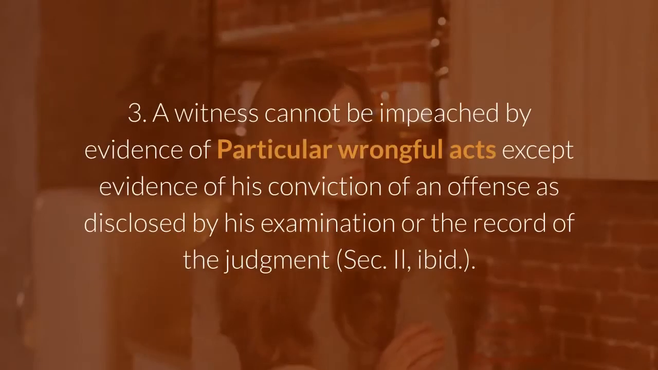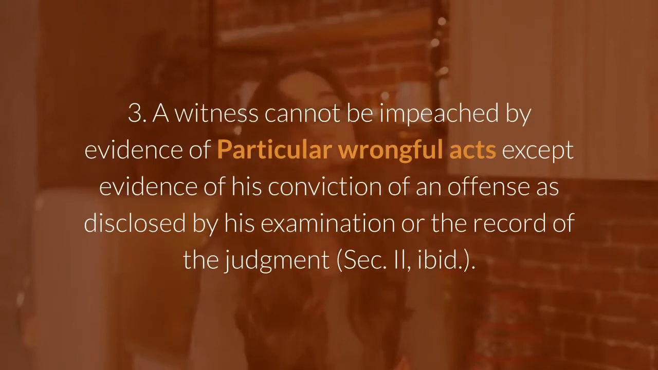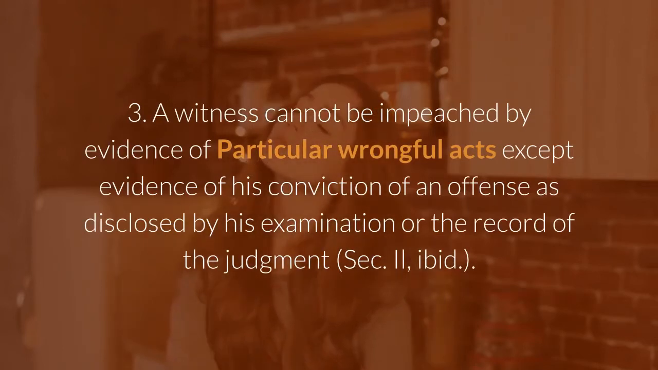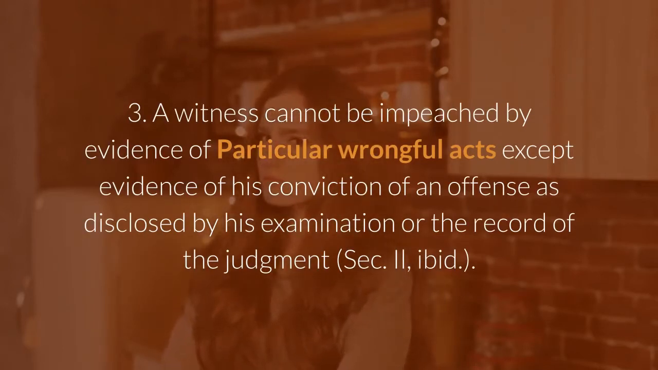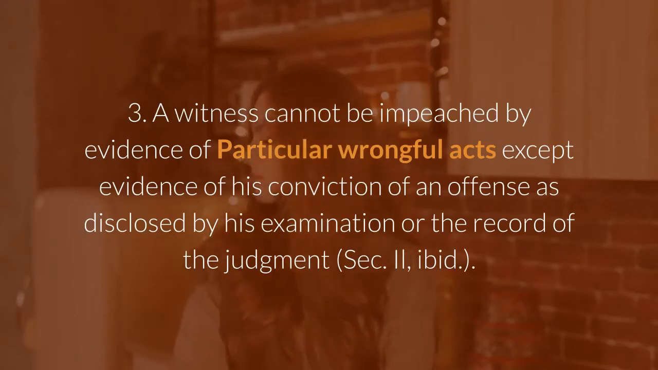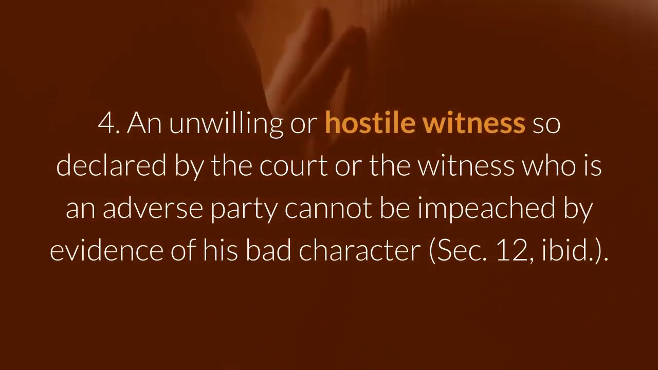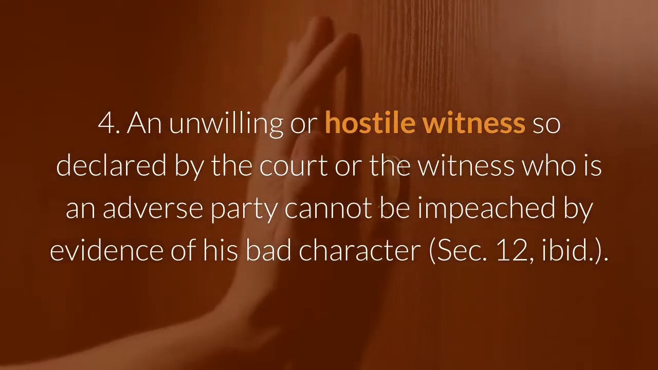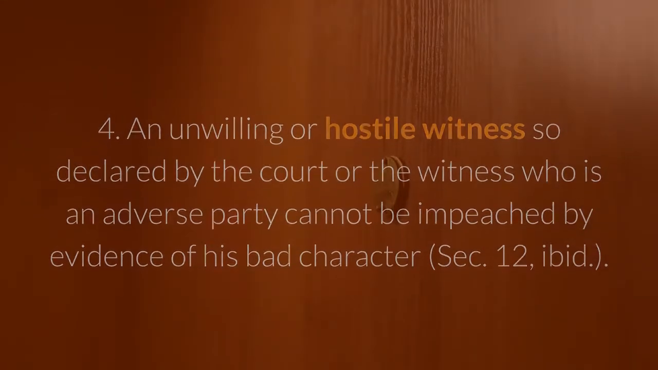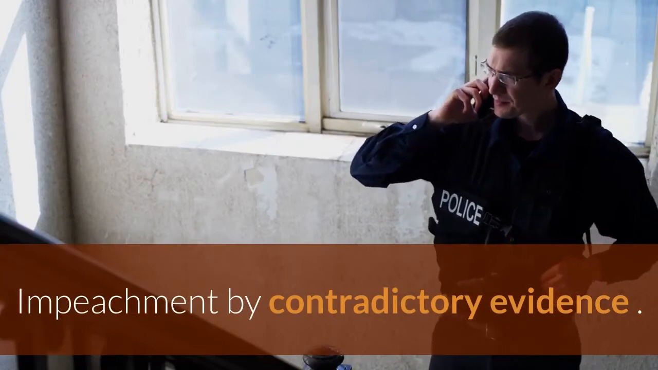3. A witness cannot be impeached by evidence of particular wrongful acts except evidence of his conviction of an offense as disclosed by his examination or the record of the judgment, Sec. 11, ibid. 4. An unwilling or hostile witness so declared by the court or the witness who is an adverse party cannot be impeached by evidence of his bad character, Sec. 12, ibid. Impeachment by contradictory evidence.